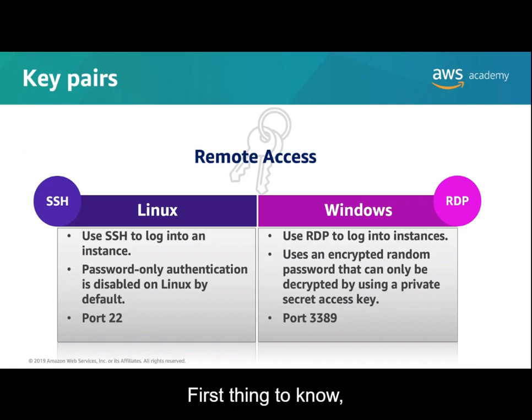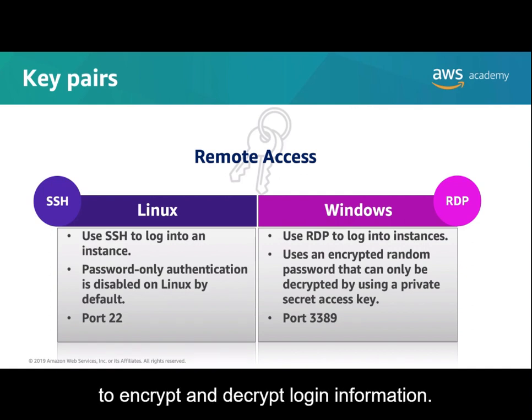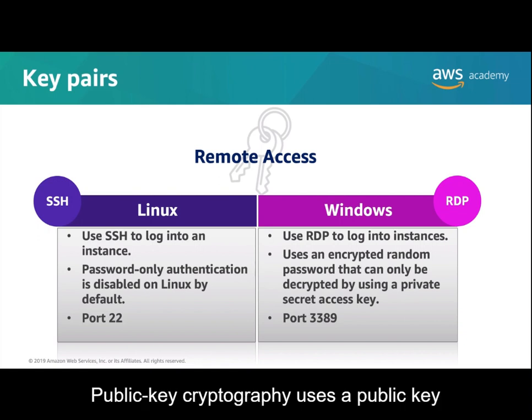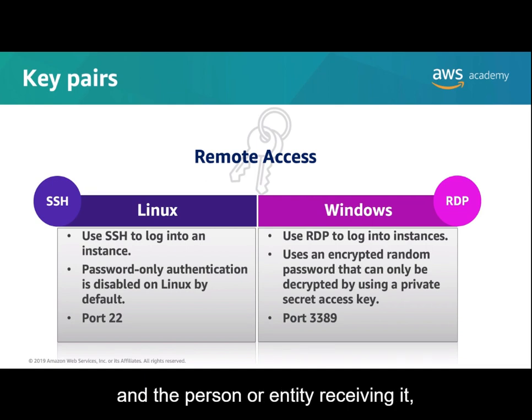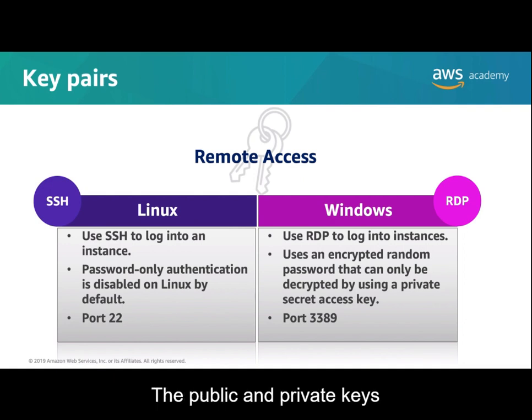And now you'll look at using key pairs for remote access. First thing to know is that you should always use public key cryptography to encrypt and decrypt login information. Public key cryptography uses a public key to encrypt a piece of data, like a password, and the person or entity receiving it then uses a matched private key to decrypt the data. The public and private keys are known together as a key pair.